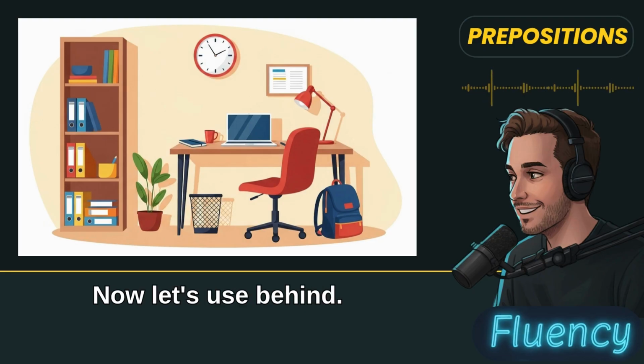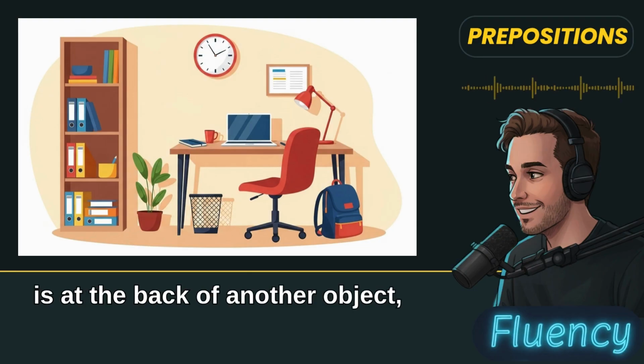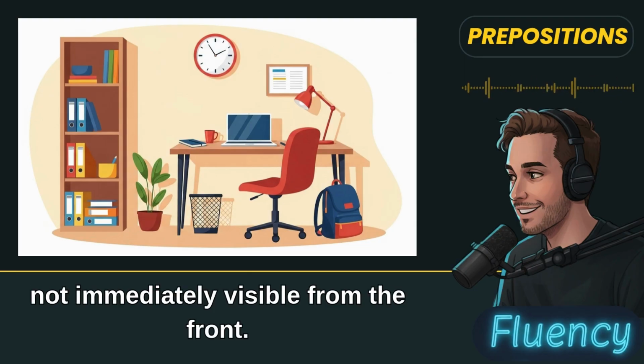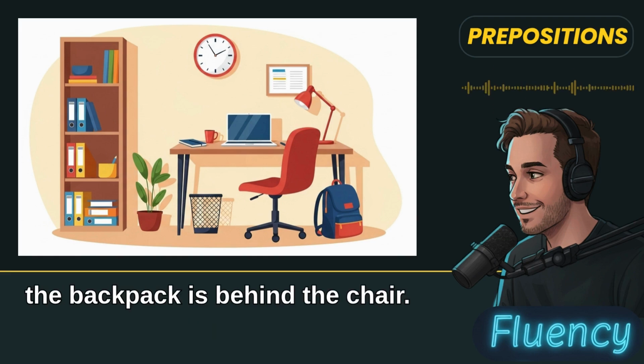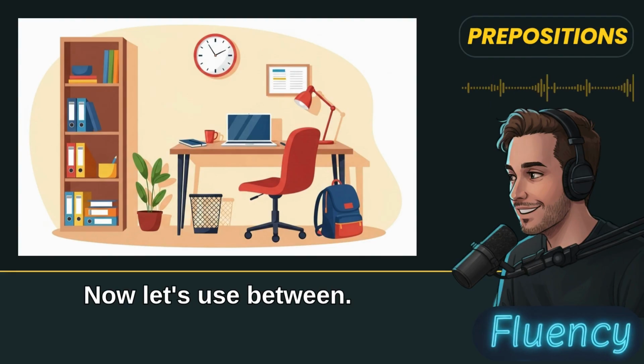Now let's use behind. We use behind when something is at the back of another object, not immediately visible from the front. In this scene, the backpack is behind the chair. Repeat. The backpack is behind the chair.